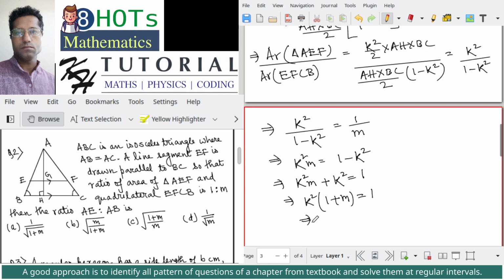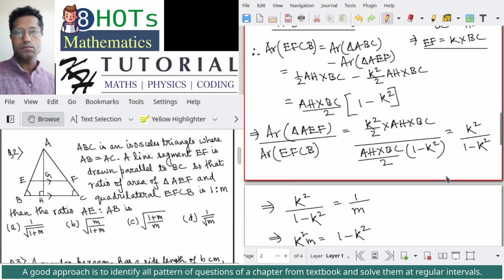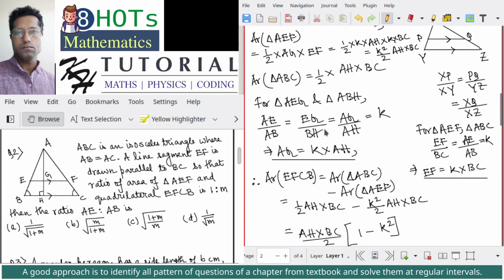So this implies K square is equal to 1 by 1 plus m, and hence K is equal to square root of 1 by 1 plus m. And what is K? K was the ratio A is to AB, we assumed that the ratio A is to AB is equal to K.